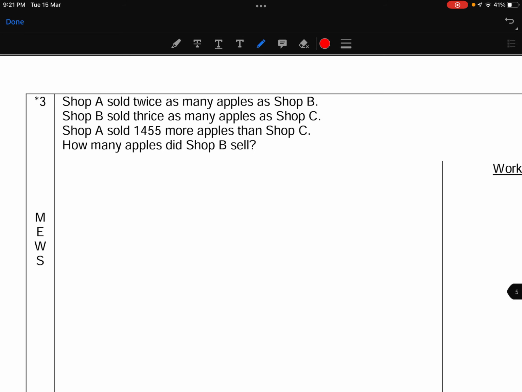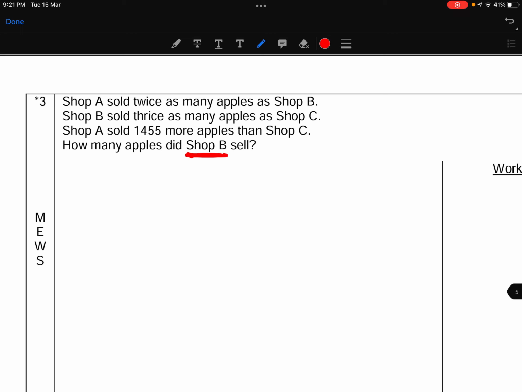Okay, this is a star question. Let's see what's the difference between this and the questions above. Shop A sold twice as much apples as shop B. Shop B sold thrice as many apples as shop C. So now shop A sold 1,455 more apples than shop C. So they're asking for shop B. Looks very confusing at first.